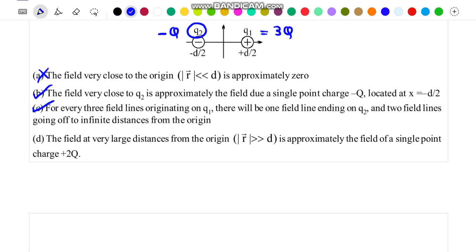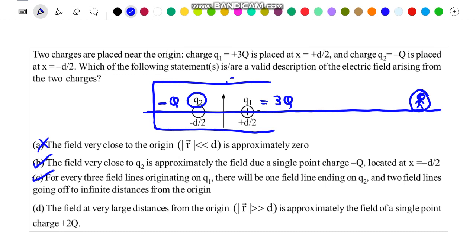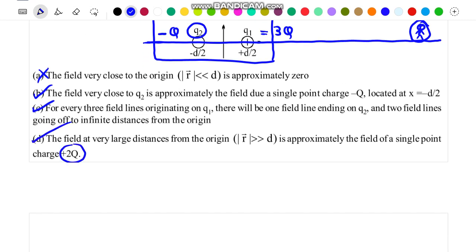Now in option D, it is given that the field at a very large distance from origin is approximately the field due to single point charge 2q, which is again correct because if we observe this particular charge distribution from a very large distance, we can say that the net charge of the entire system comes out to be equal to 2q. So from a very large distance, since the configuration and distribution of the charge becomes insignificant, we can say that the field will be effectively due to charge plus 2q placed at origin. This is our final desired result. Thank you.